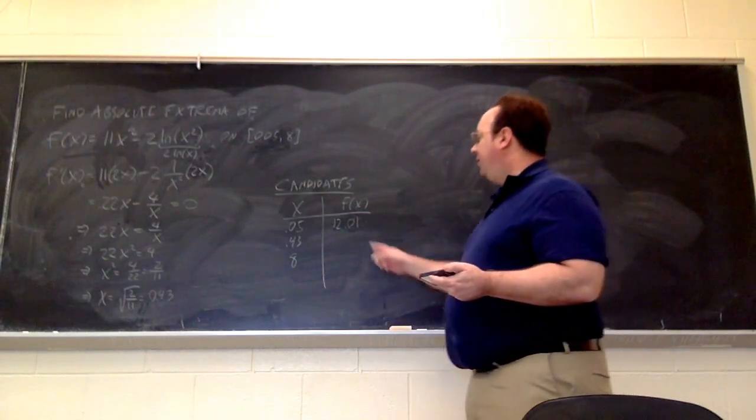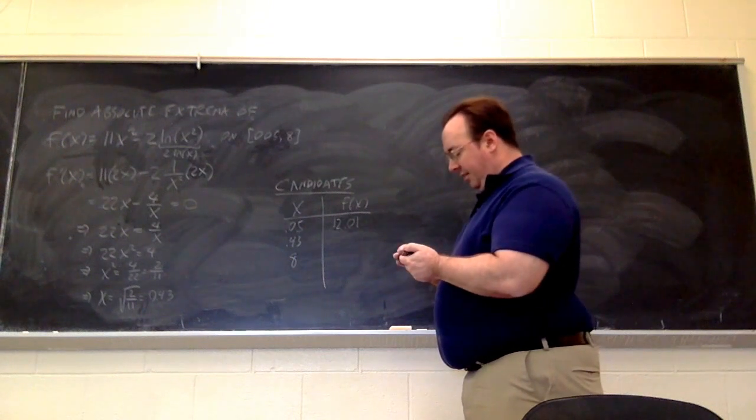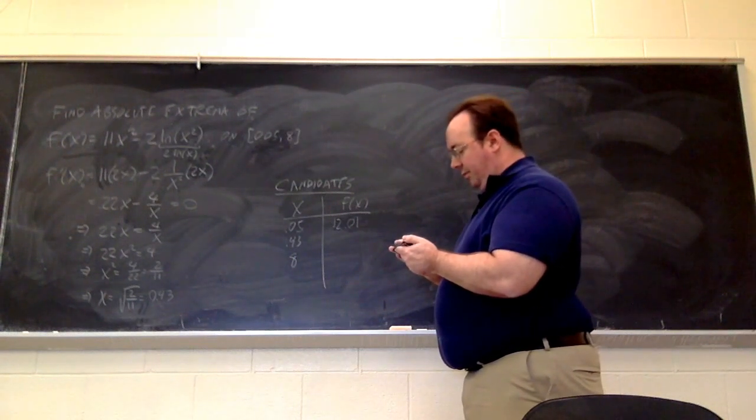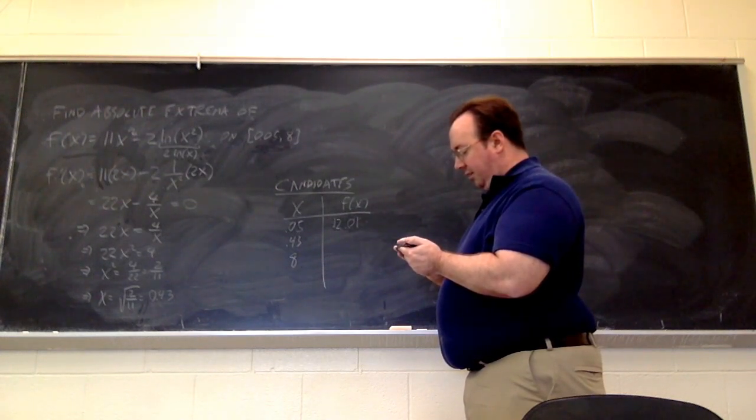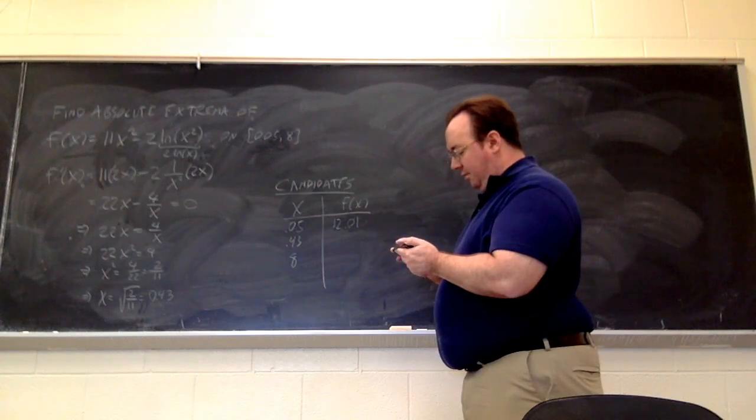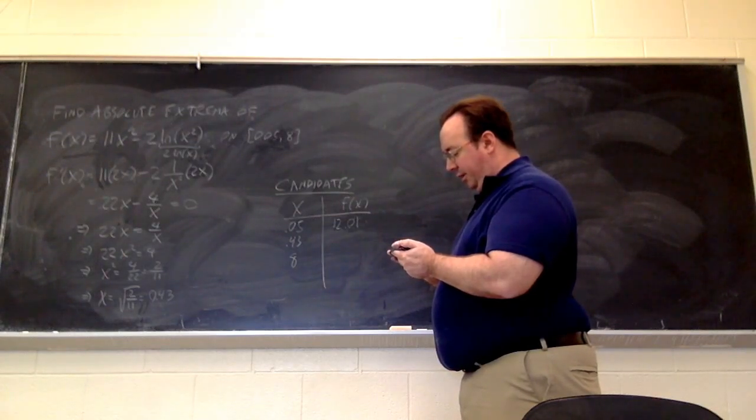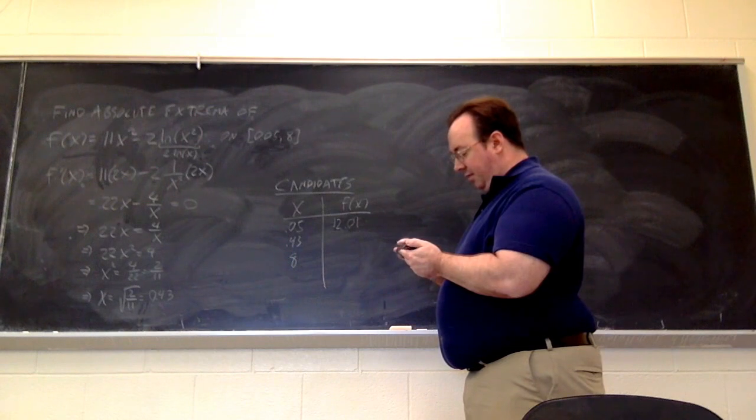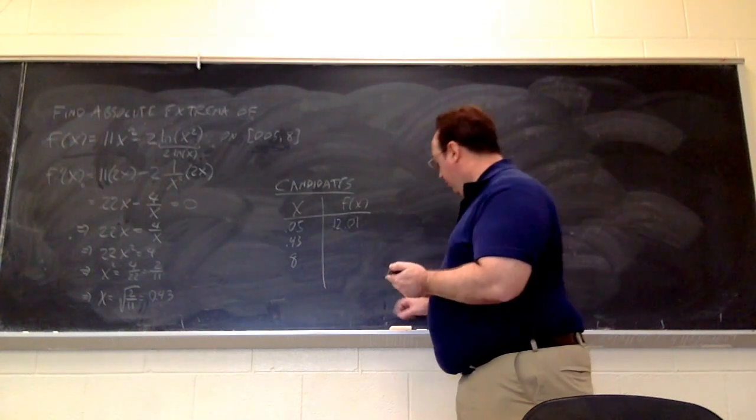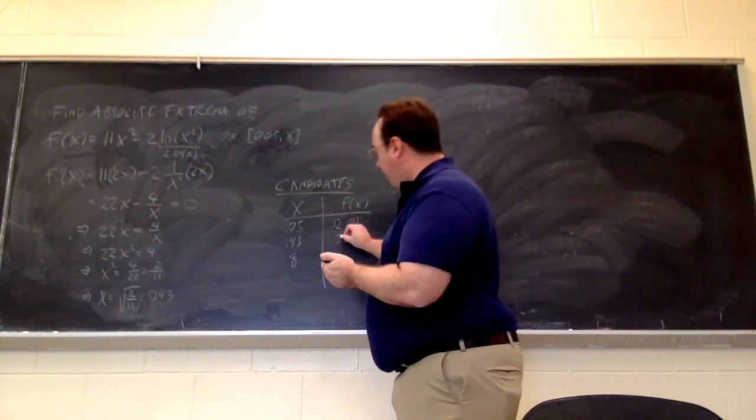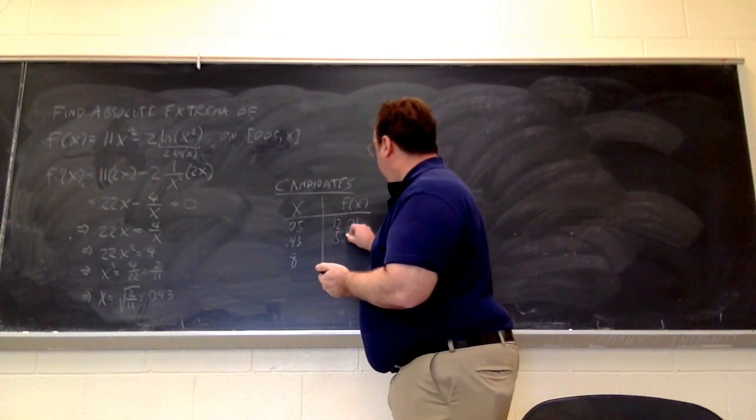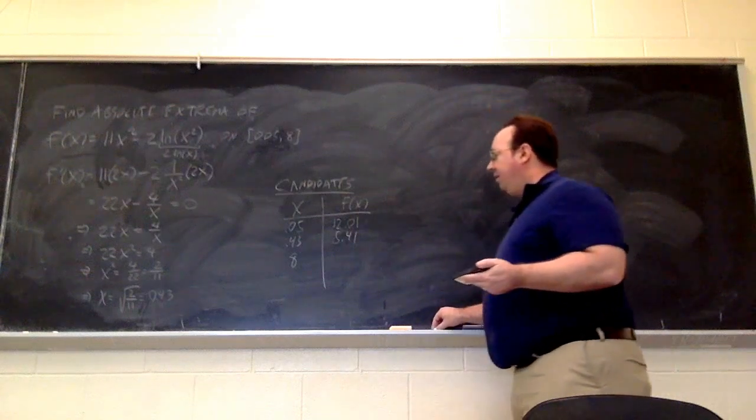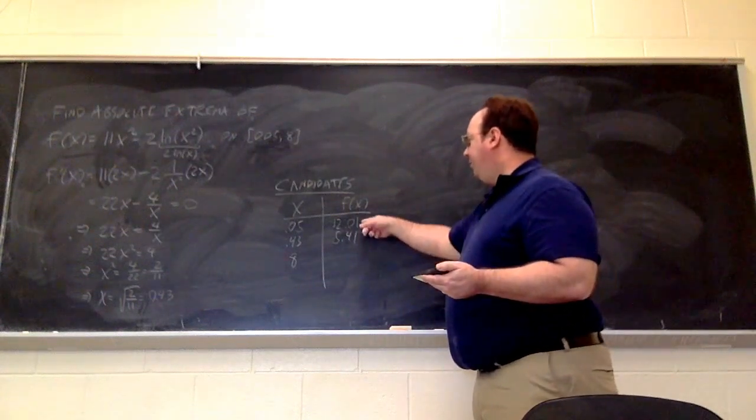Okay, but now I'm going to substitute these other values and see what we get. So I have 0.43 squared times 11 minus 4 times the natural log of 0.43, which equals, that's a smaller value, so it's 5.41 to 2 decimal places. So that's the best candidate for minimum, and this is the best candidate for maximum.